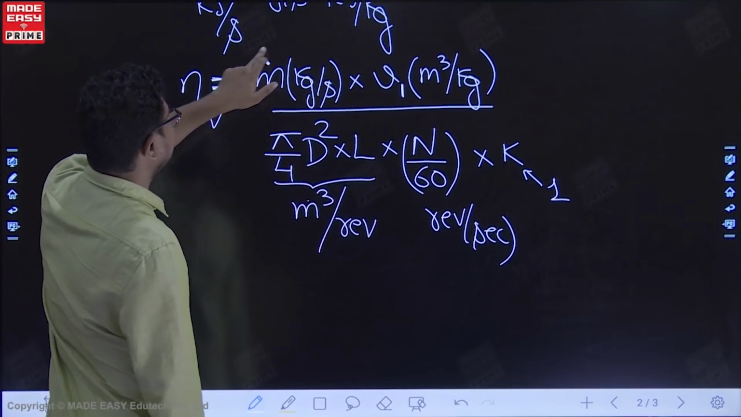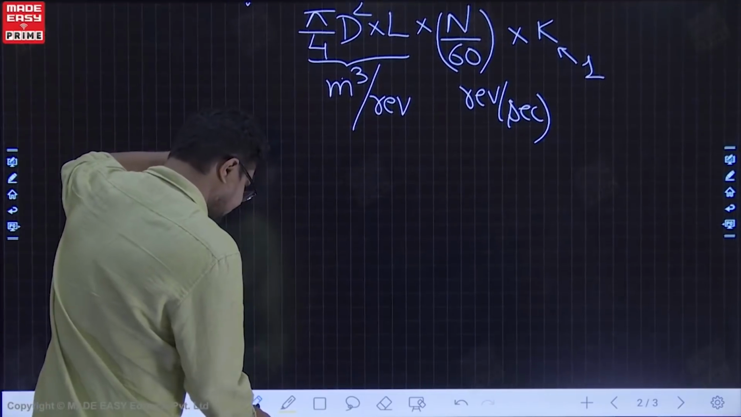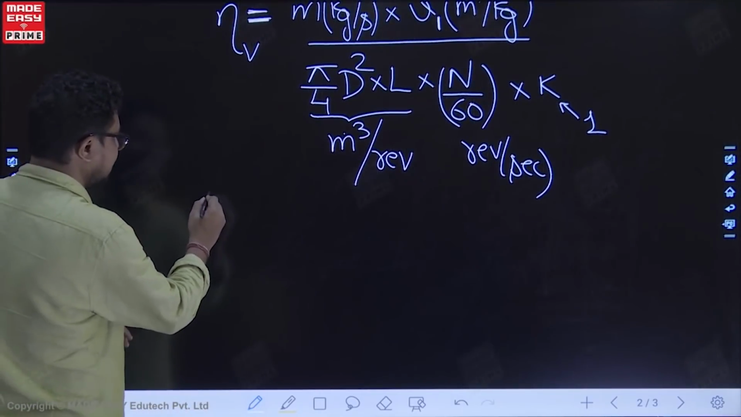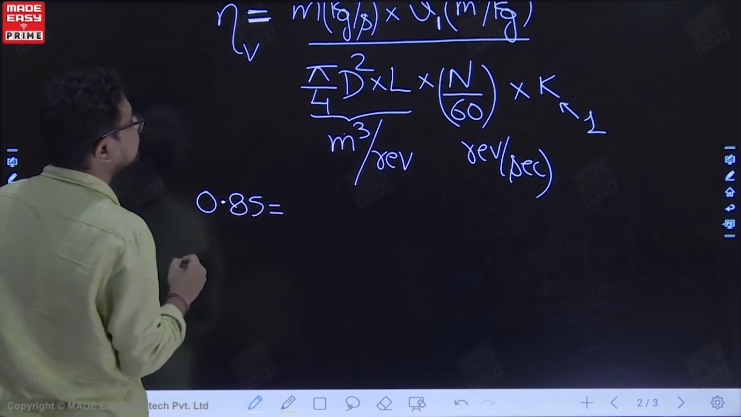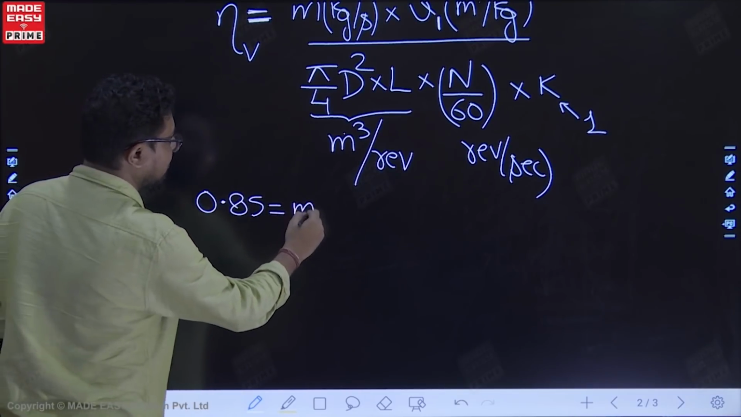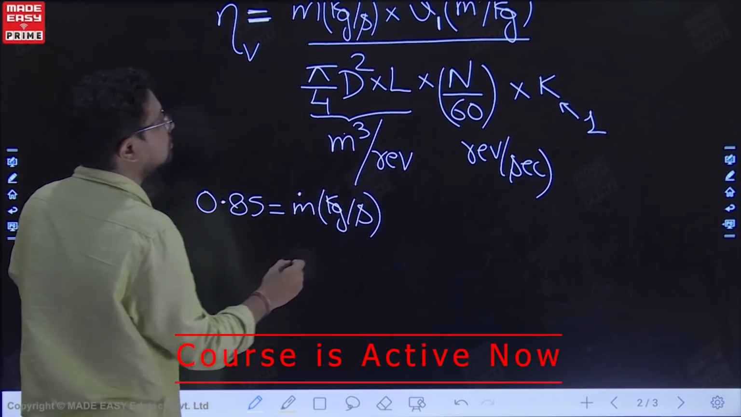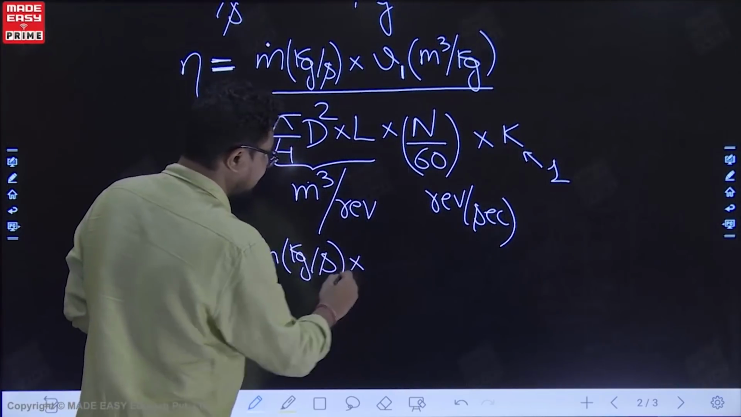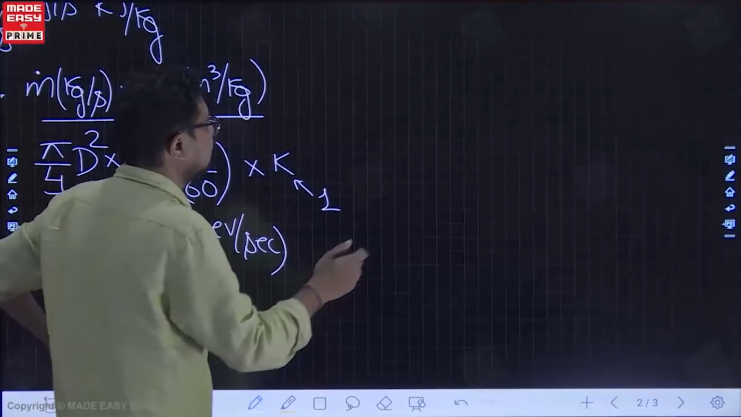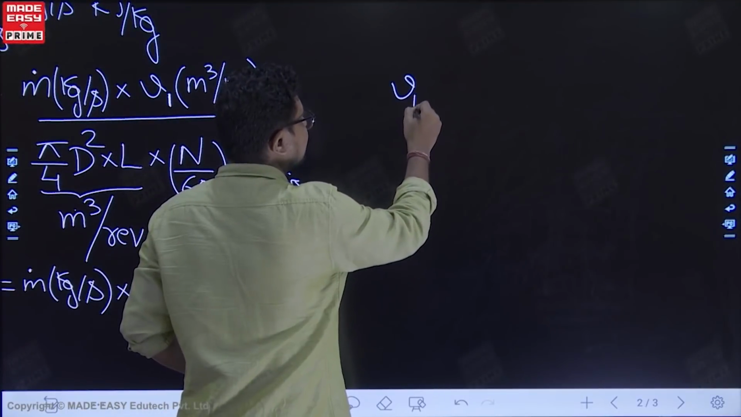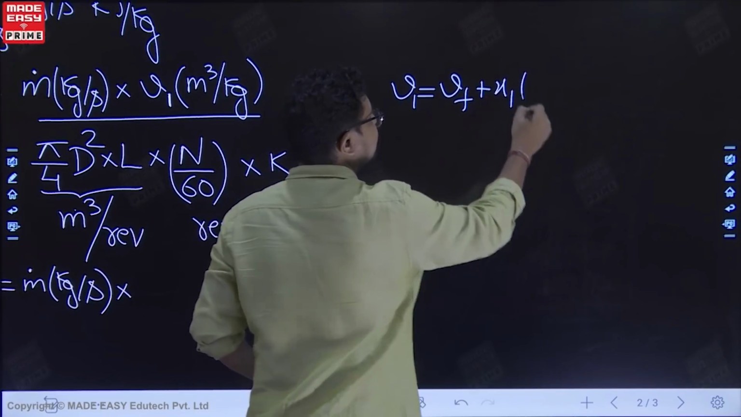What is our purpose? We want to calculate this. Volumetric efficiency is given to be 0.85. We have just seen in the data, 0.85 is equal to mass flow rate, which we need to calculate in kilogram per second. We need to know this in terms of specific volume V1, so V1 should be known. V1 is Vf plus x1 into Vg minus Vf.